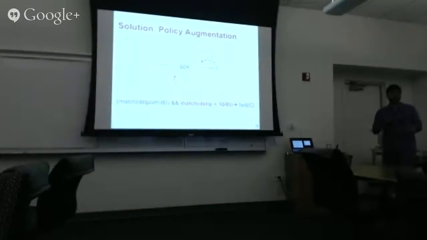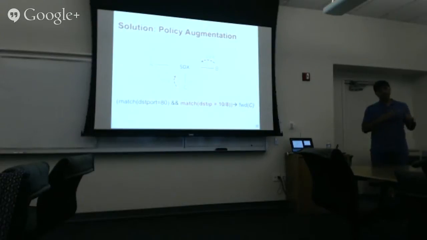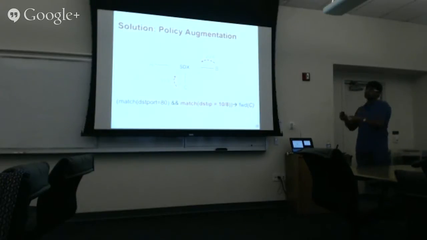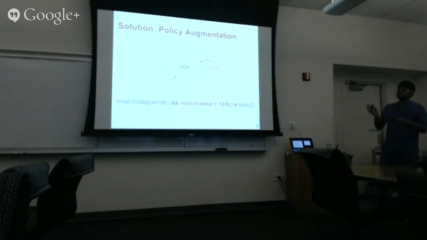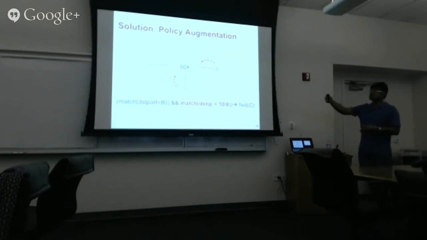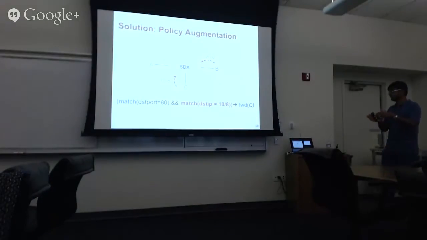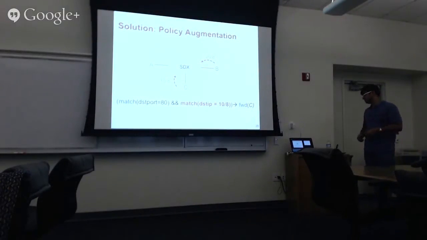The solution is a simple policy augmentation. What we have to take into consideration is that before we have any policy which says forward to a particular participant, B or C in this case, we have to check which prefixes were advertised, and we have to augment the policies before forwarding decisions. So in this case, the destination IP advertised was 10/8, so we have to put a match on destination IP 10/8 before forwarding. Right?